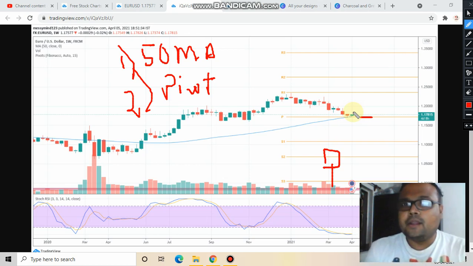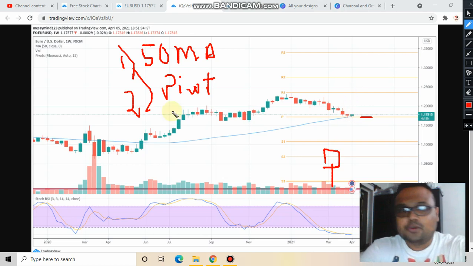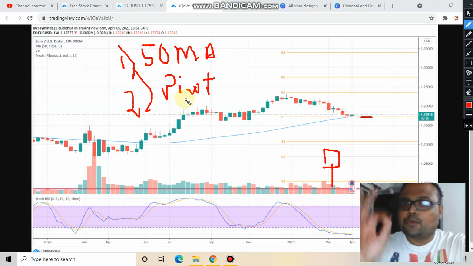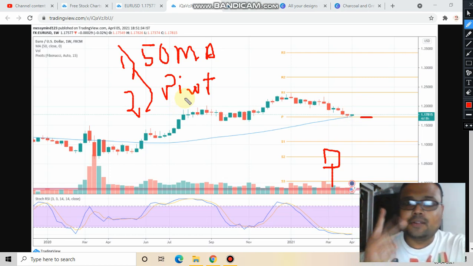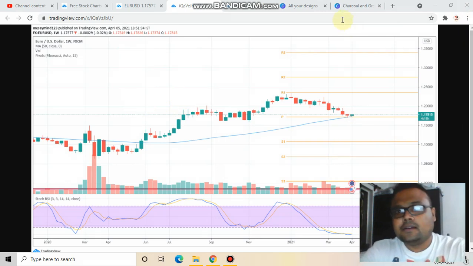If you want to make money, you must follow the higher time frame. One thing is very clear to us, that market is taking support at the 50 moving average, and yes, market has got twin support, double support at this level. So shorting the market opportunity is gone now.